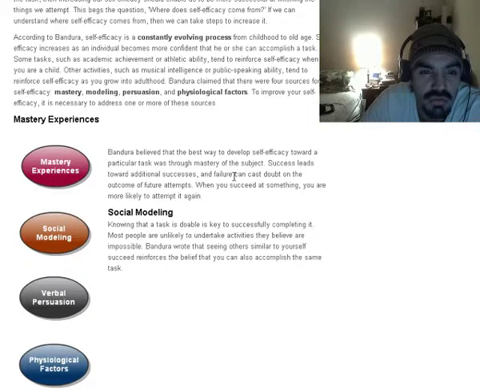Bandura claimed that there were four sources for self-efficacy: mastery, modeling, persuasion, and physiological factors. To improve your self-efficacy, it is necessary to address one or more of these sources. Mastery experiences.